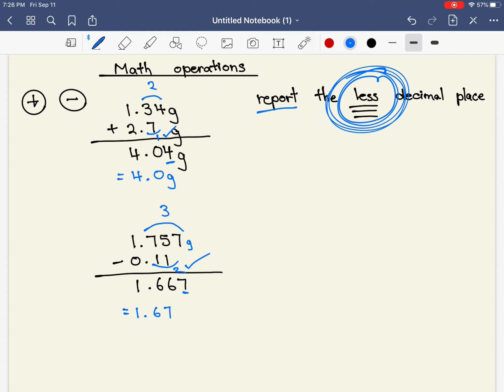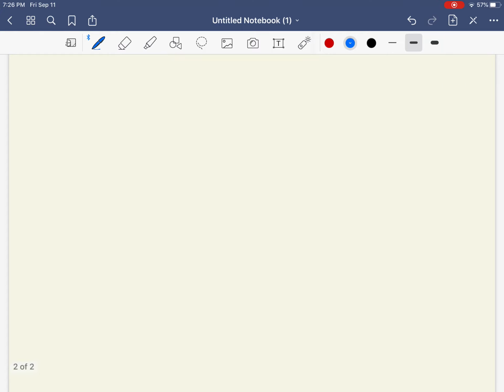Oh, I should really put measurements here, so we're talking about grams. So that's your answer. So whenever you're adding and subtracting, make sure you report the lesser of the decimal place values. All right. Let's take a look at multiplying and dividing.